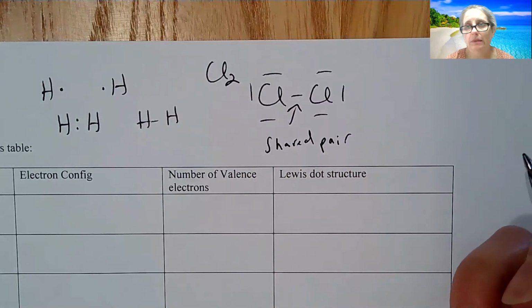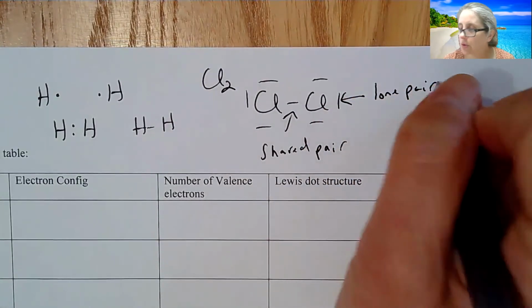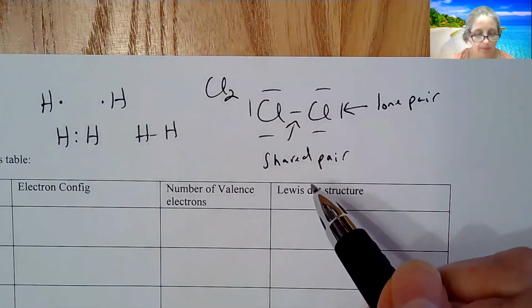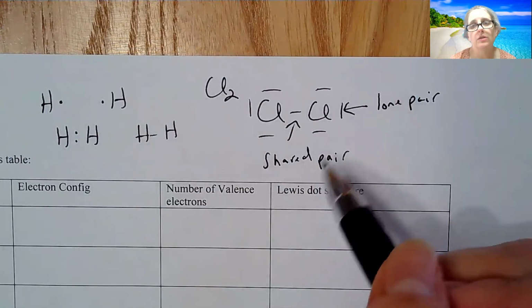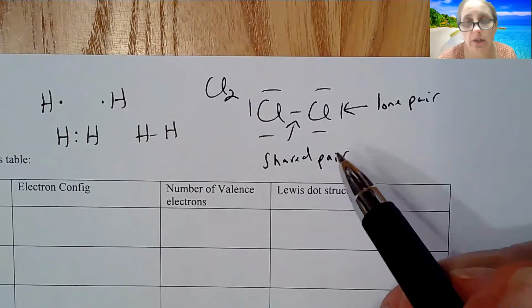Shared pair, which makes perfect sense. But then the ones that are on the chlorine are called lone pairs. And that's going to come into discussion when we start to do what we call shapes of these molecules, which we talked about in first year.